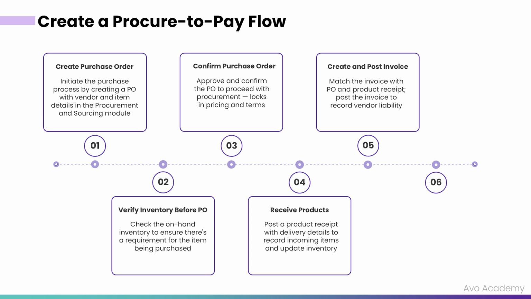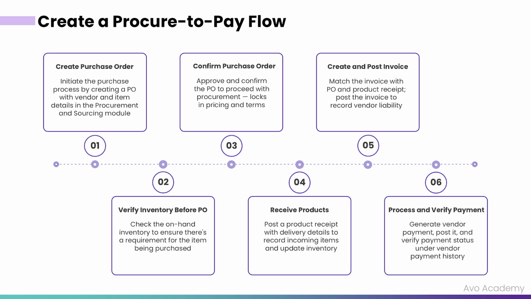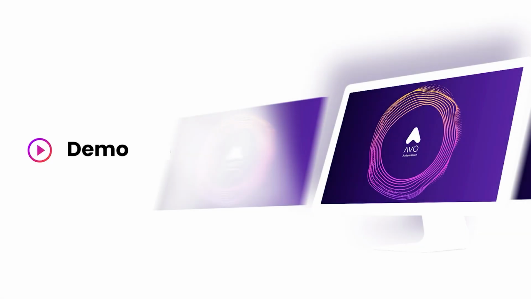Then comes Create and Post Invoice, where the vendor's invoice is matched against the confirmed purchase order and the recorded receipt. Once validated, the invoice is posted, officially recording the liability to the vendor. Finally, the process concludes with Process and Verify Payment, where the payment to the vendor is generated and posted. The transaction is then verified in the vendor's payment history, marking the successful completion of the purchase order cycle. Let's now watch a demo to understand the process in detail.